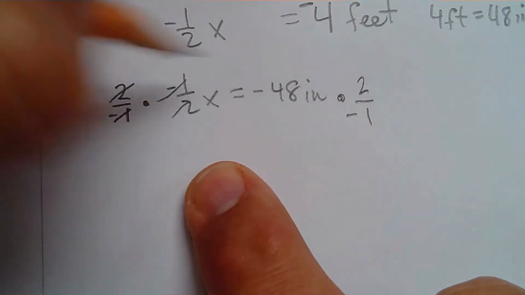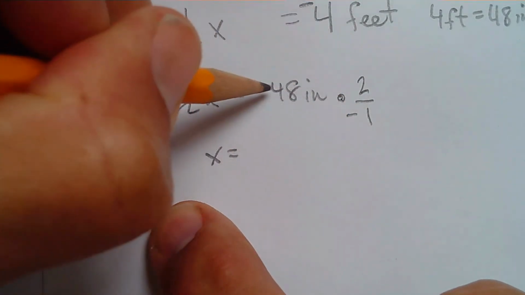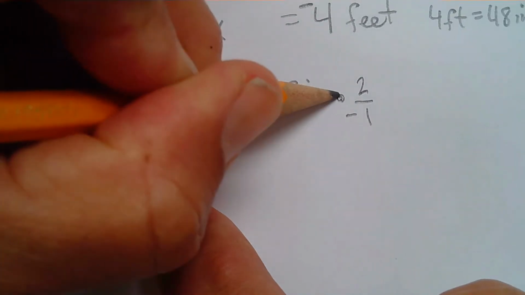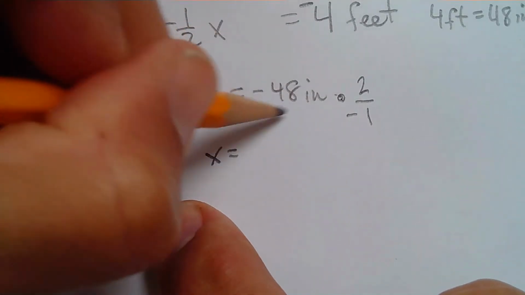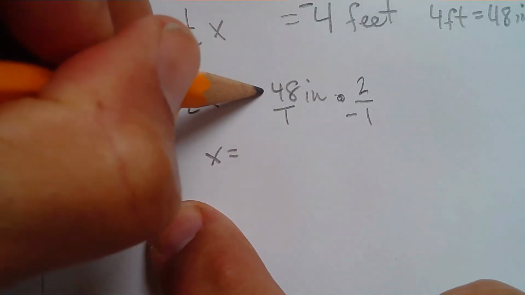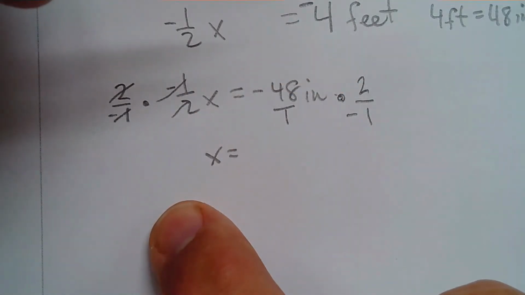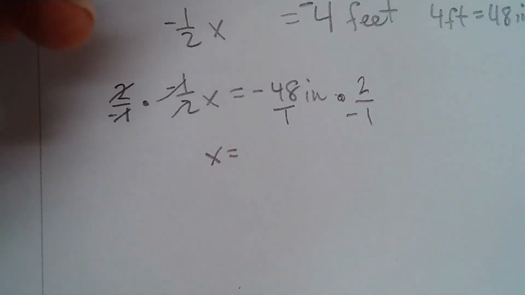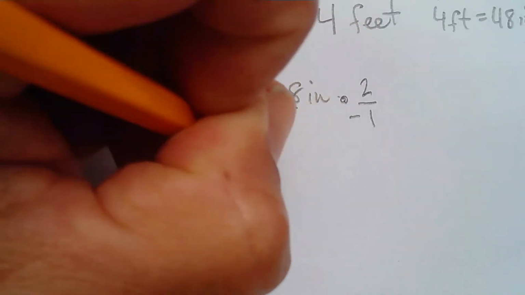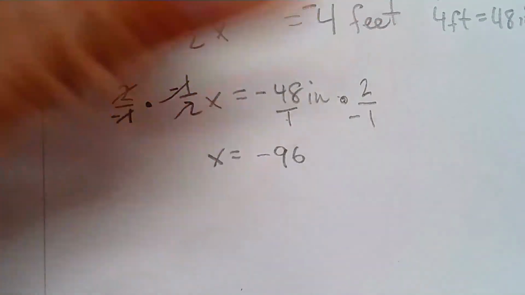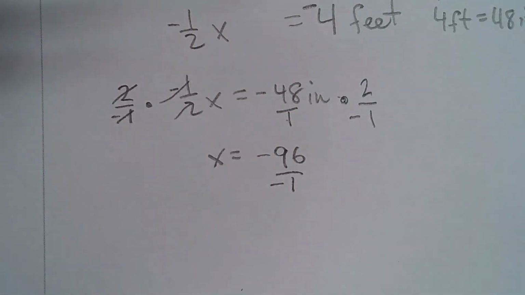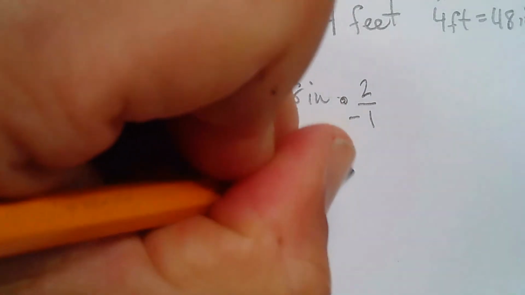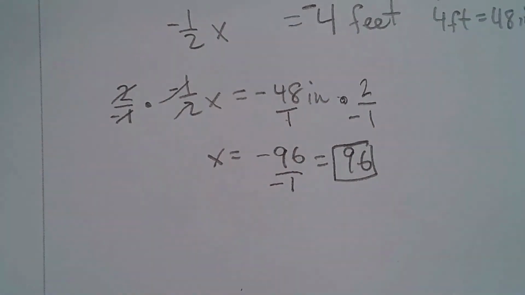And these all cancel. And x is going to be, well, this would be over 1. So negative 48 times 2 is negative 96. 48 times 2 is 96. So it's negative 96, and 1 times negative 1 is negative 1. Negative 96 divided by negative 1 is just regular 96. Oh, minutes.